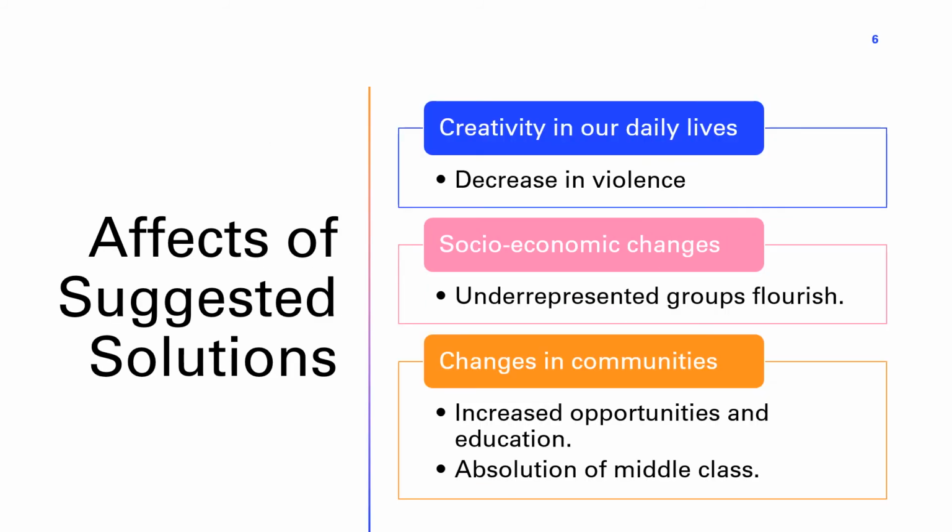Now, there are some effects to these suggested solutions, such as the increase in creativity in our daily lives would decrease violence. The socioeconomic changes would increase test scores by including underrepresented groups. We can help increase this creativity and happiness within communities itself, and they would increase test scores and help absolve the middle class and lessen the widening gap between the lower, middle, and higher classes. Kaufman suggests all of these changes in creativity as a stepping stone as well.